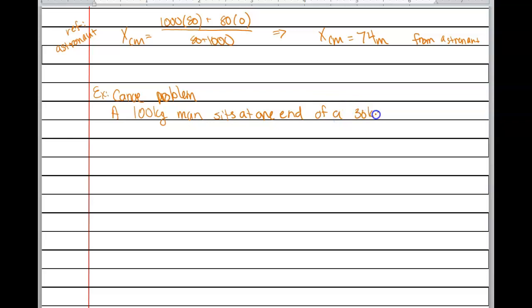We have a 30-kilogram canoe. Our canoe is 6 meters long. And so the man is initially 1 meter from the end, from the left end of the canoe, and he walks to the other end. Very exciting.